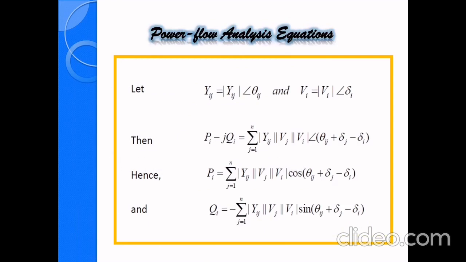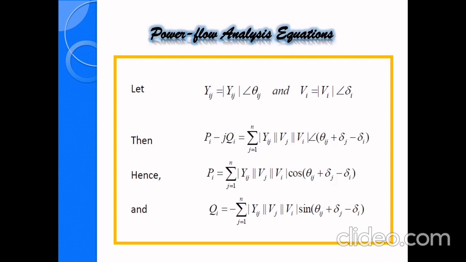And let us write down each and everything. Yij has its magnitude and corresponding angle theta ij. So Yij is magnitude angle. Likewise Vi is its magnitude Vi, angle delta i. Normally for V the corresponding angle is delta, and for Y the corresponding angle is theta. So Pi minus jQi, now it is sigma. I am writing the magnitudes: Yij magnitude, Vj magnitude, Vi magnitude, and overall angle theta ij for Yij, delta j for Vj, and delta i for Vi.